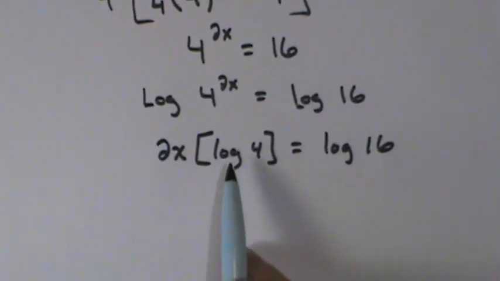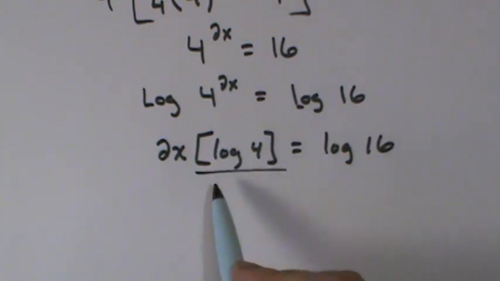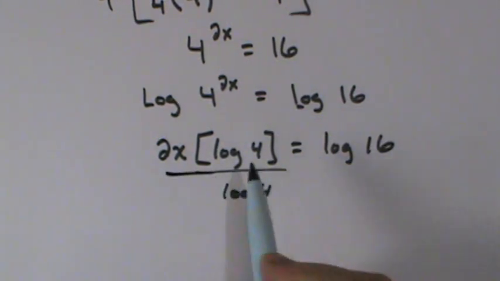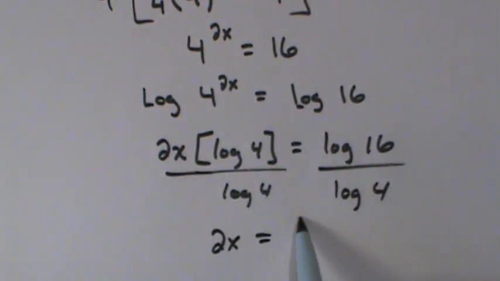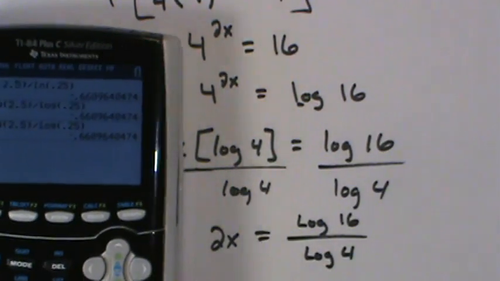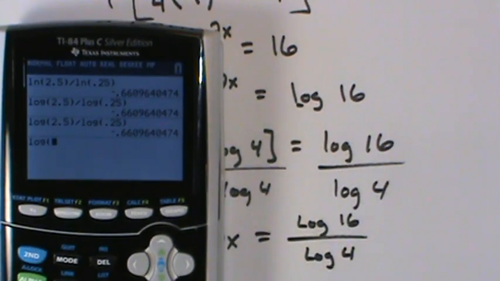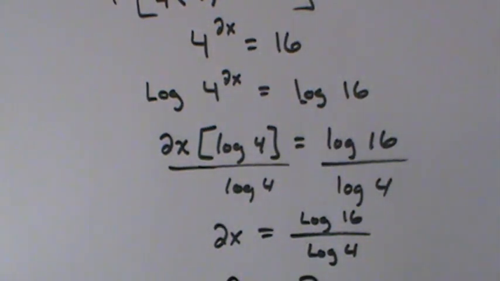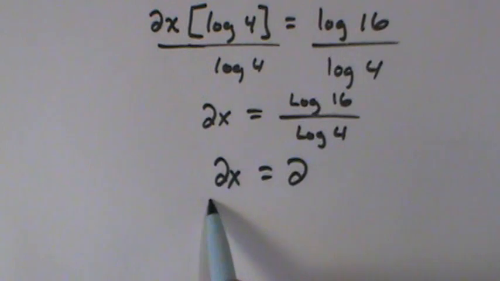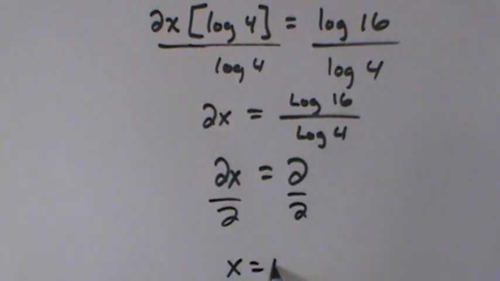And then recognize that the log of 4 is just a number. So I can divide both sides by log of 4. And I got this 2x equals log 16 over log 4. I can go to my calculator. You're almost always going to have to go to your calculator to do these. So I've got the log 16 divided by log of 4. And it's giving me a value of 2. So 2x is equal to 2. And kind of as I predicted, when I divide by 2, x is 1.